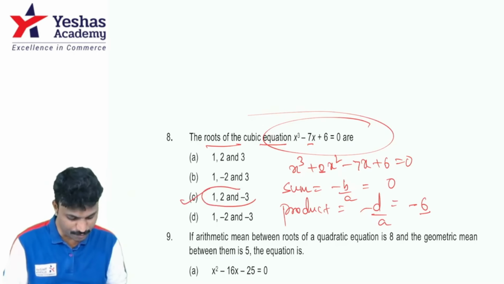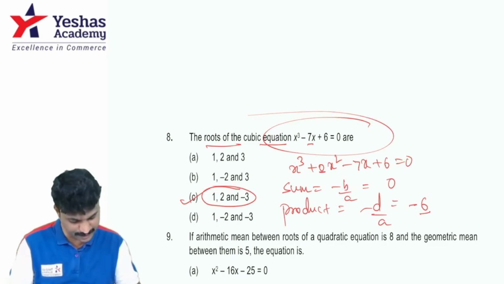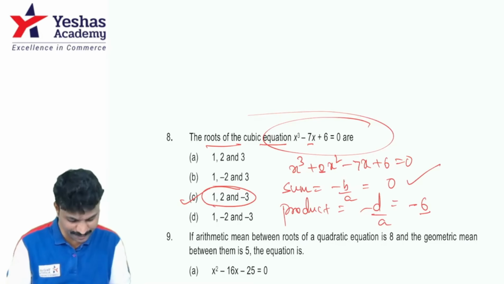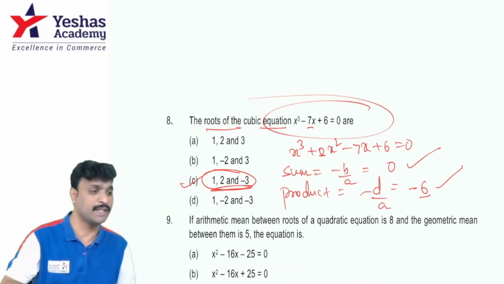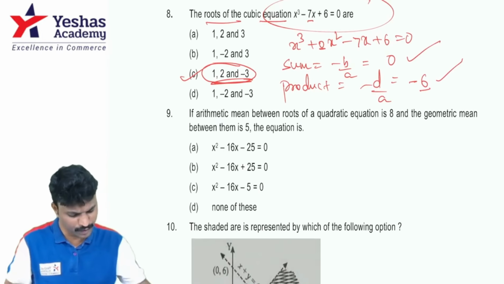Guys, if I sum it up, 1 plus 2 is 3. 3 minus 3 is 0. So sum is satisfied. If I take the product of these three roots, 1 into 2 is 2. 2 into minus 3 is minus 6. Even the product gets satisfied. Guys, moving on to the next question.